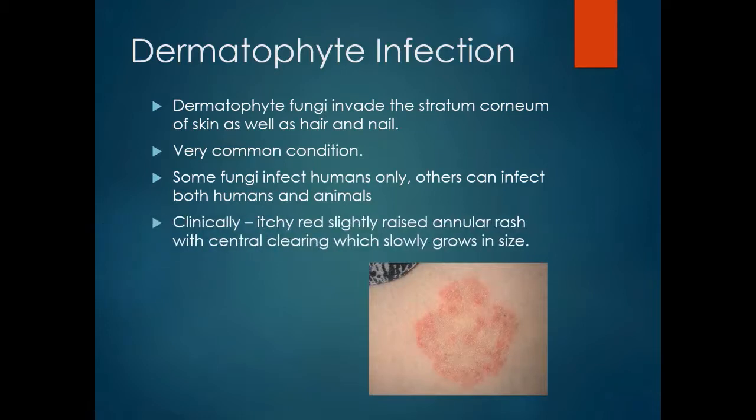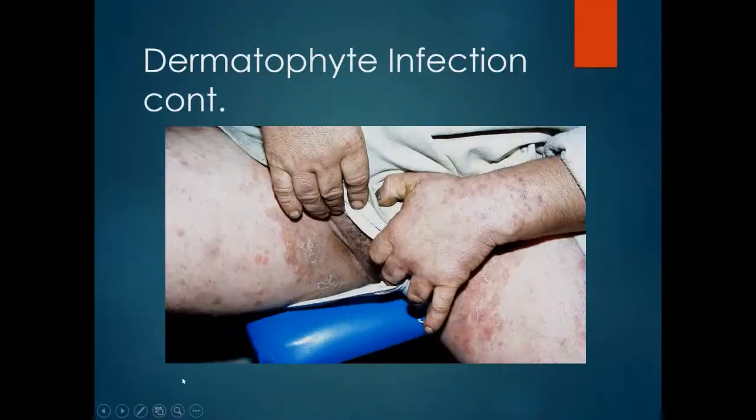Clinically, the area is itchy and red, a slightly raised, annular rash with central clearing, which is where the body's immune system is eradicating the dermatophyte. And it'll slowly grow in size. There may be surrounding satellite lesions. Here we have some tinea of the groin, a major flexure, and showing some satellite lesions. And yes, this area would be incredibly itchy.